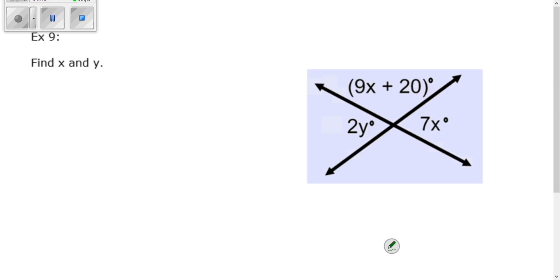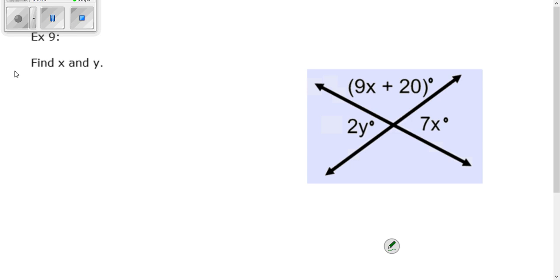Example number 9, find x and y. So go ahead and pause the video here. Solve that. Okay, hopefully you figured that out already. Let's look at it.